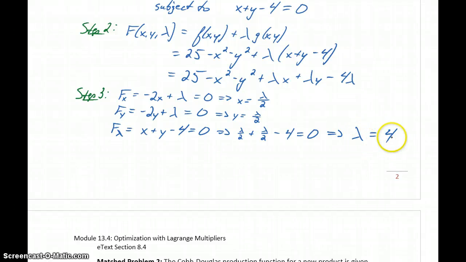So we can take this value for lambda, substitute it back in to our expressions for x and y. So this value for lambda is going to mean that our value for x is 4 over 2, which is 2, and our value for y is 4 over 2, which is also just 2.